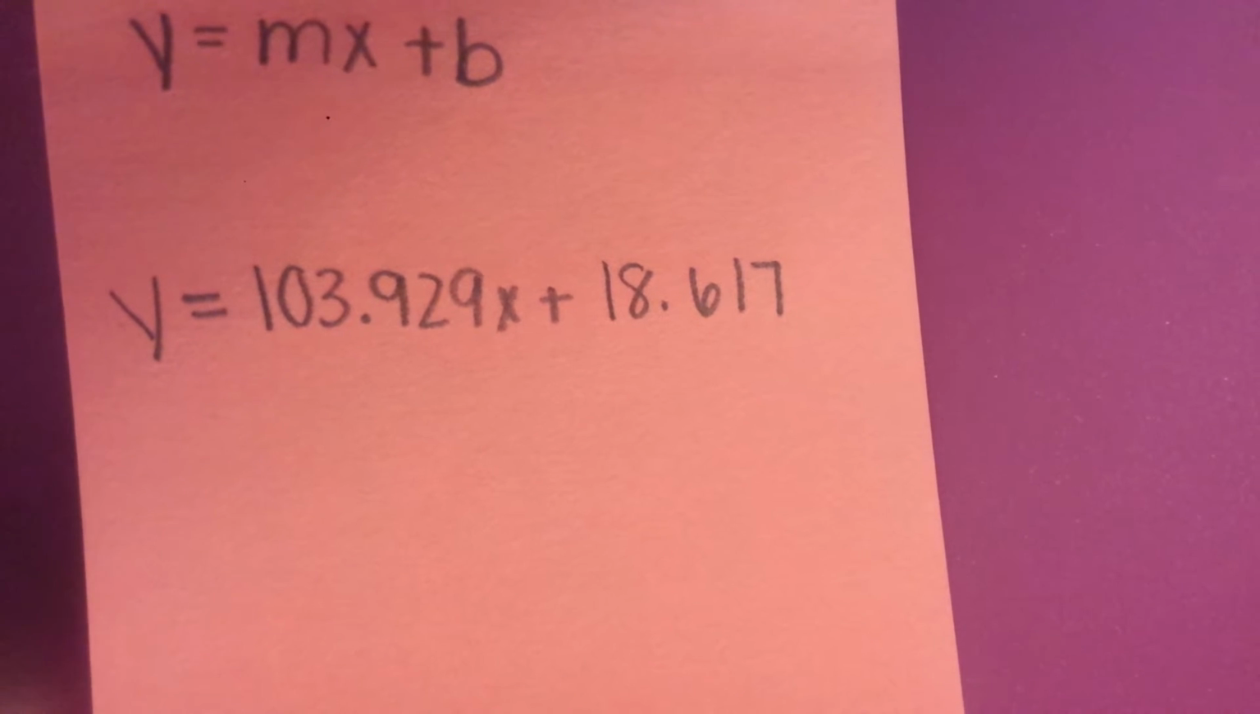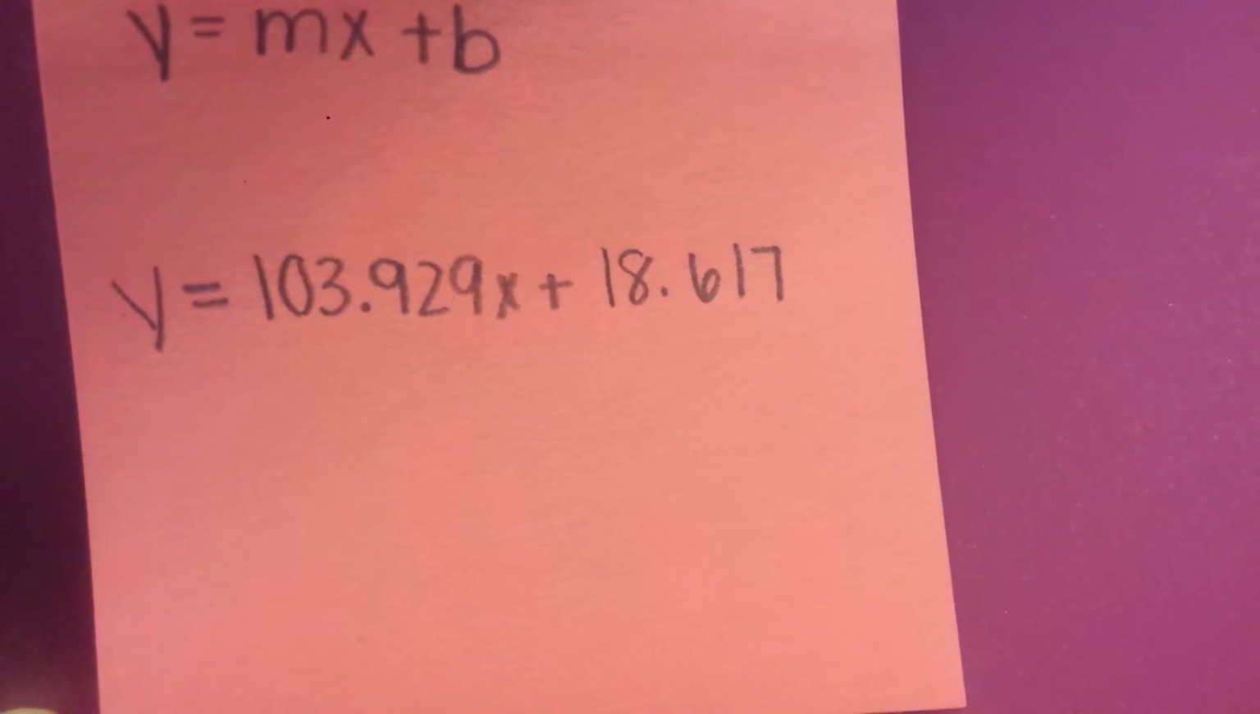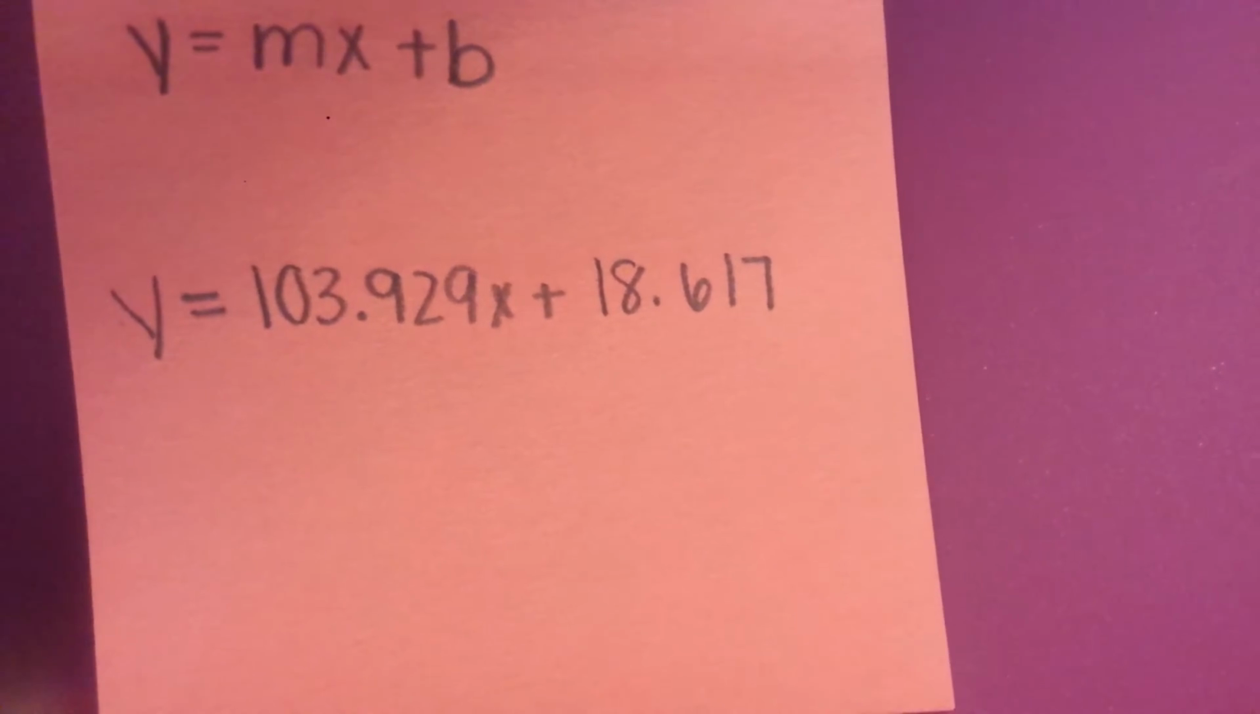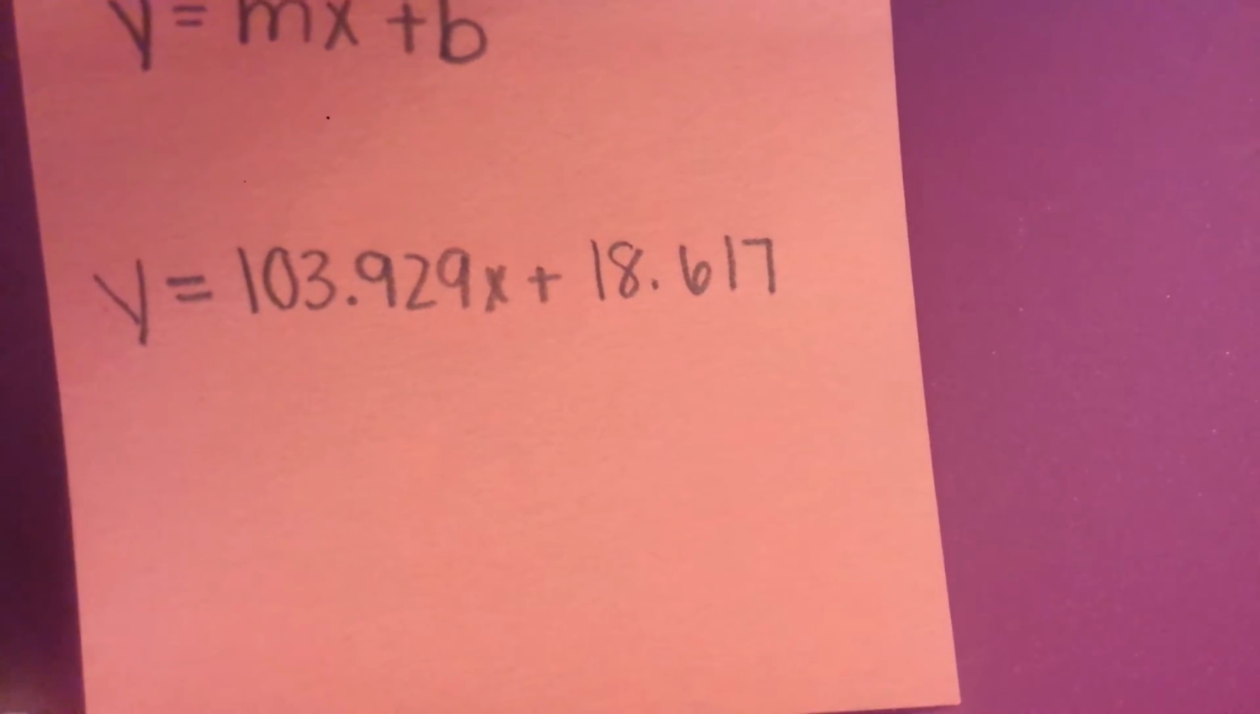And looking at the y-intercept, we see that 18.617, that y-intercept means that a hard drive with 0 capacity would cost $18.617.